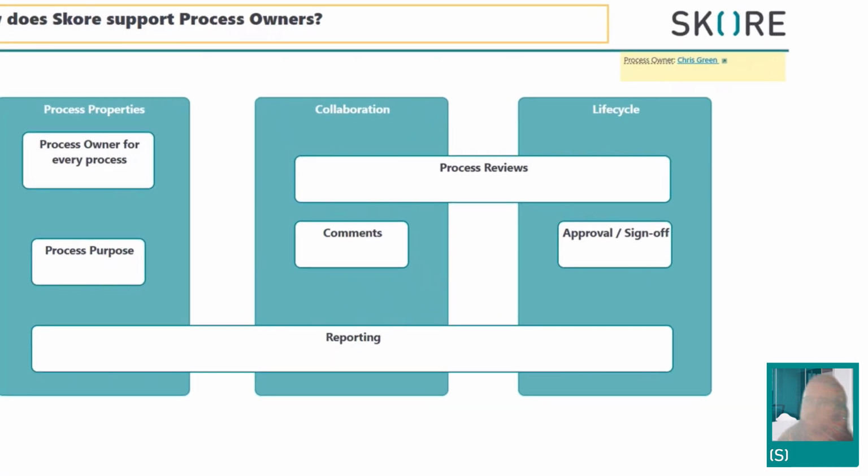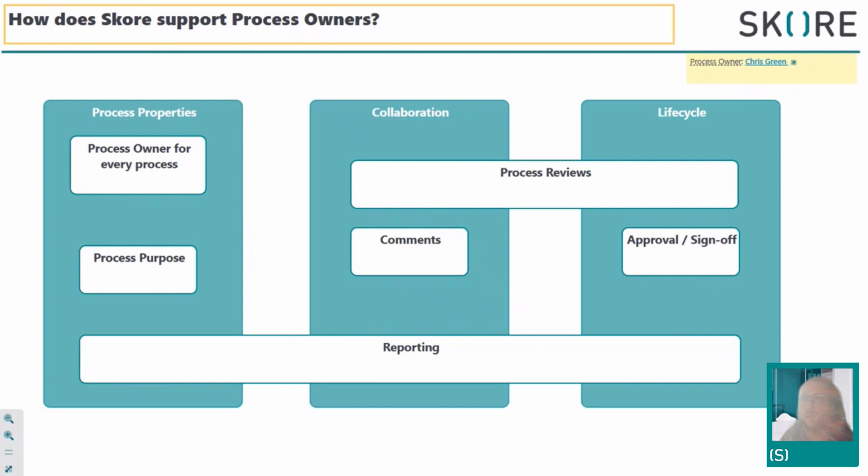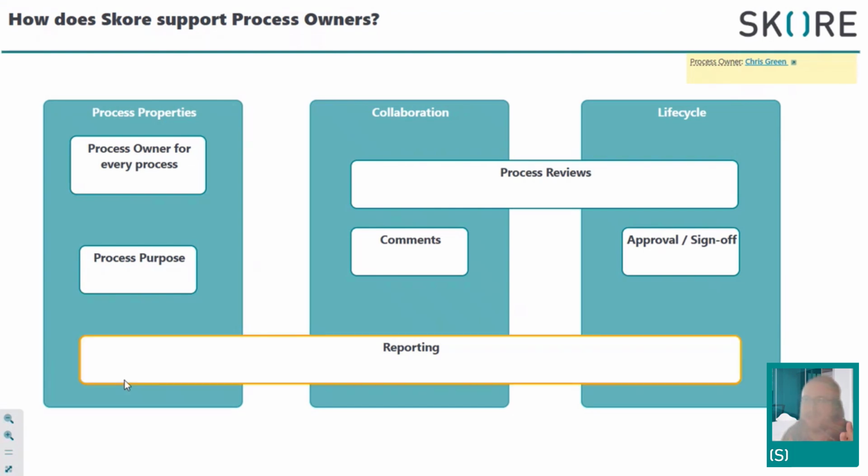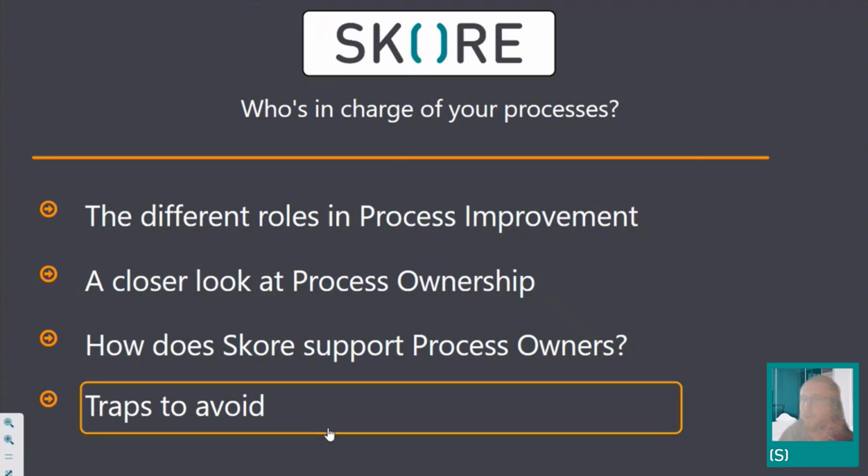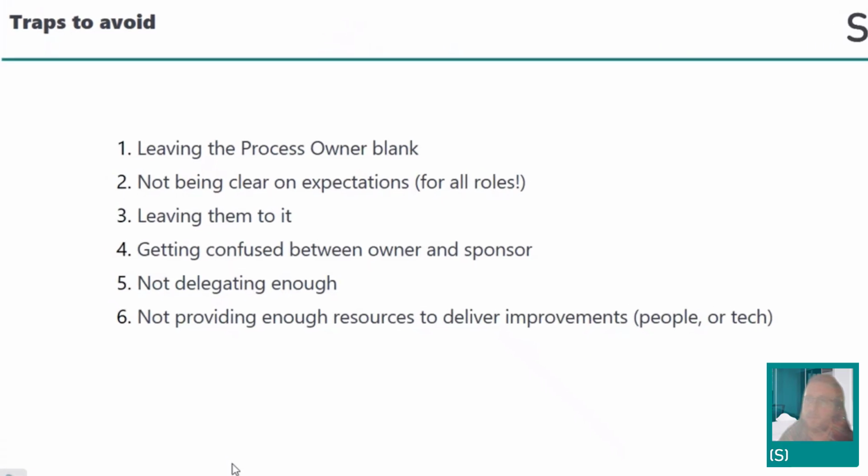Or you'll actually get notifications on who hasn't reviewed and the like. It's all there. It's all baked into Skore, as you would imagine from a process library. But it all starts with setting that owner, defining what that role is, and making sure that they understand what that role entails. So just going to finish up on traps to avoid.